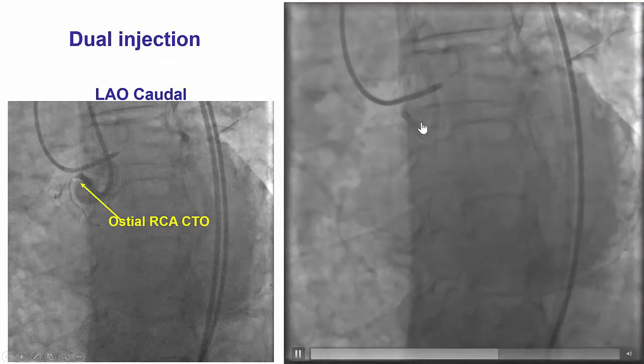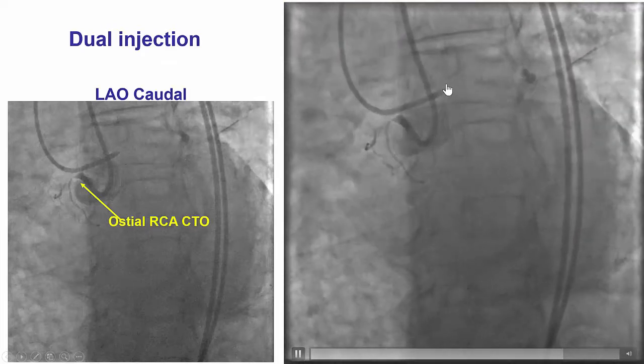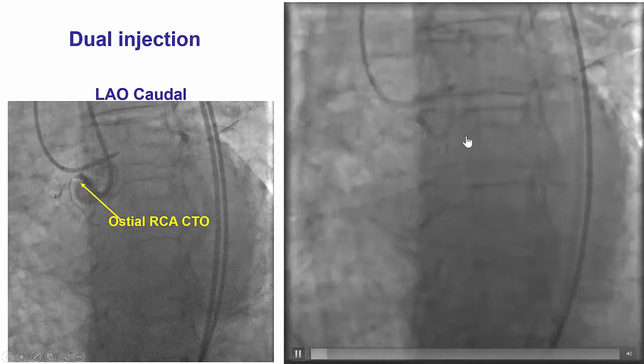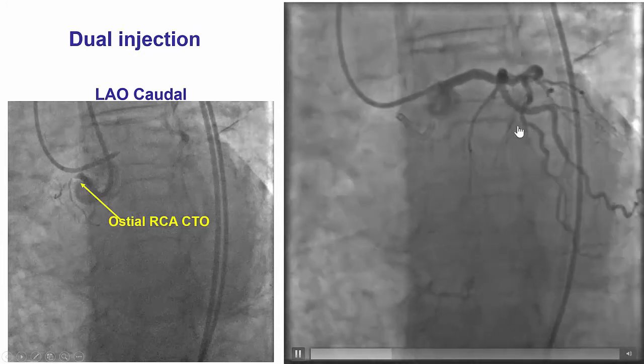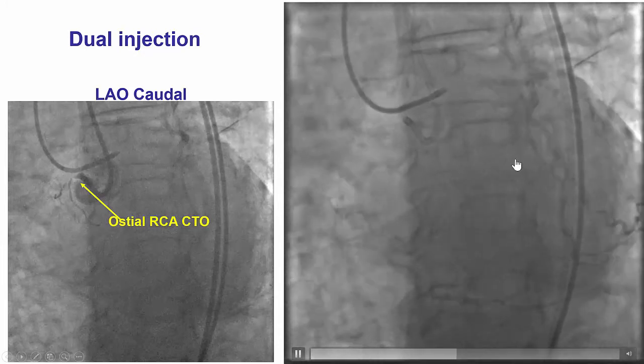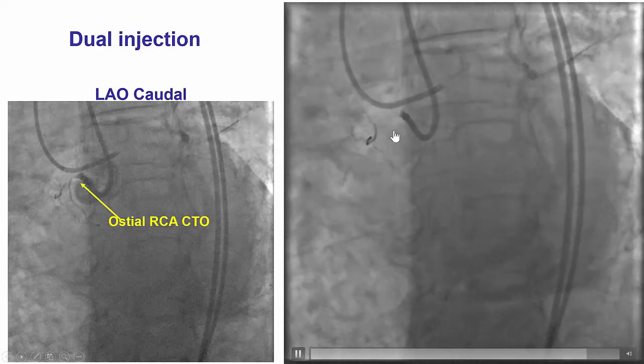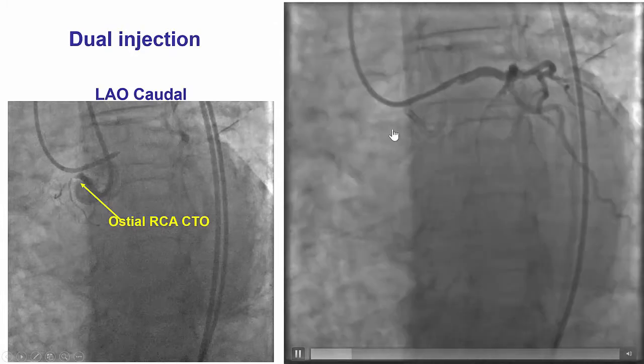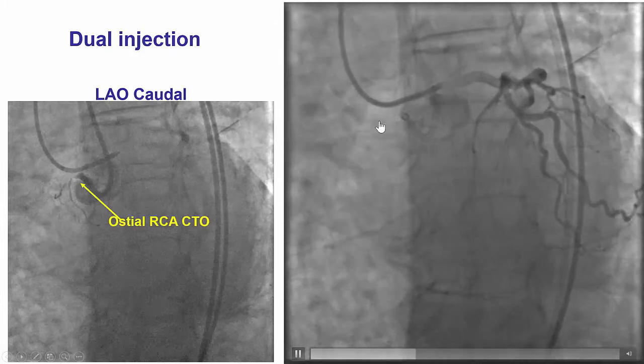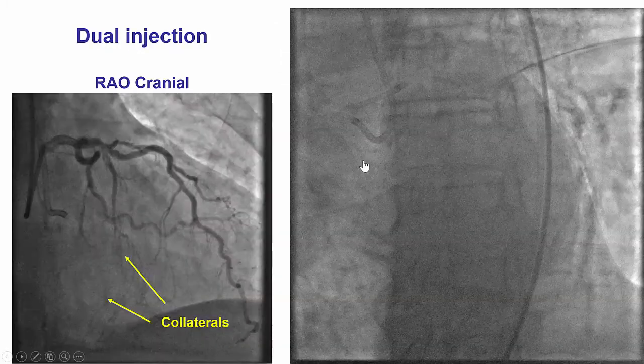The RCA was engaged with an AL1 guide and the LAD with a 35XB 8 French guide, and dual injection demonstrates collaterals from the LAD to the distal right. There is an ostial RCA occlusion. The length is about 40 millimeters, and here is the previously placed stent.